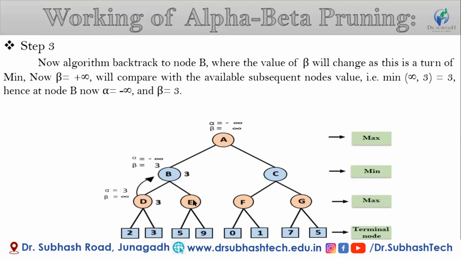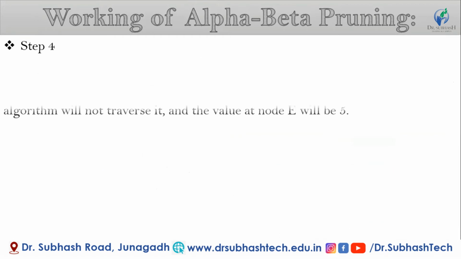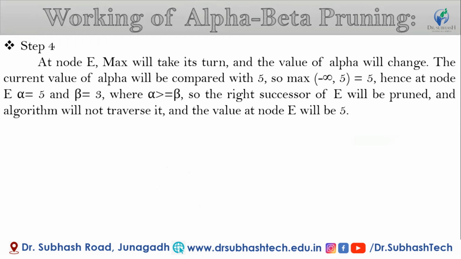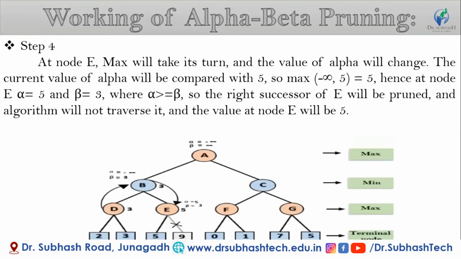And the values alpha equal to minus infinity and beta equal to 3 will also be passed. So this value is passed in step number 4. Now in step 4 at node E, max will take its turn and the value of alpha will change. The current value of alpha will be compared with 5. So max of minus infinity and 5, the answer is 5.